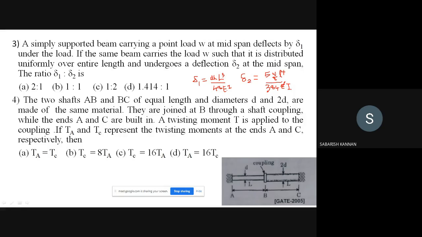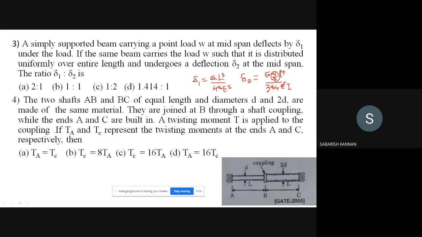Right. So here I mark W by L. Why did I put W by L instead of load? Here they given that the same beam carries the load W such that it is distributed uniformly over the entire length. So over the entire length the W is distributed, so W divided by L. I put W divided by L. From that our deflection formula becomes 5 W L cube divided by 384 EI.